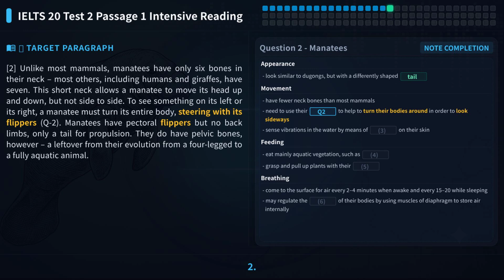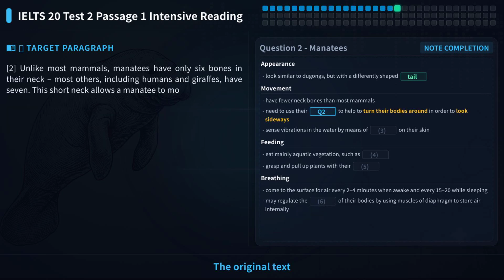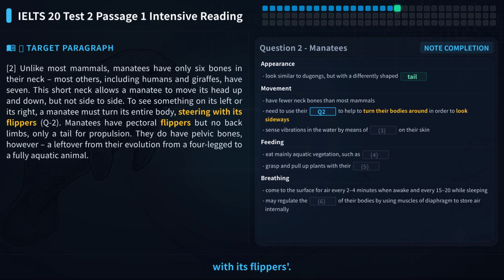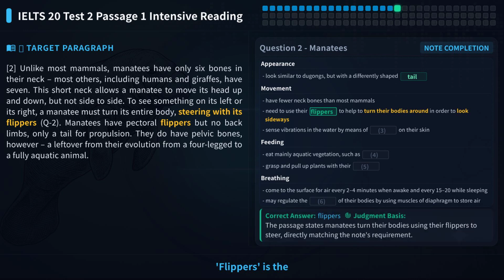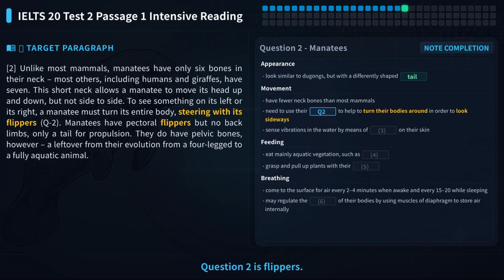Let's go to paragraph 2. The text says a manatee must turn its whole body and steer with something. The original text says steering with its flippers. Flippers is the answer. This word is directly given in the text, no replacement needed. So the answer to question 2 is flippers.